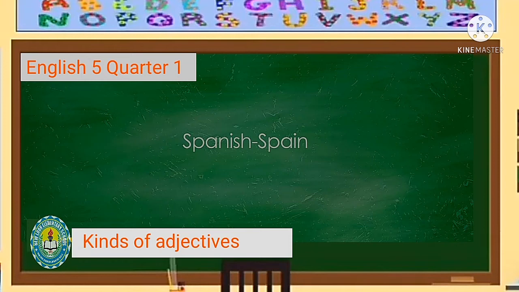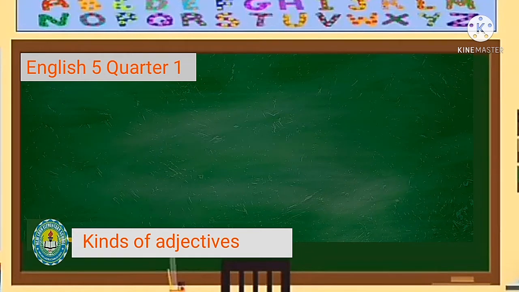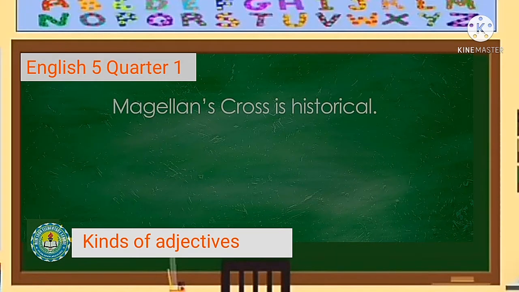Let us have the second sentence. Magellan's cross is historical. What kind of cross is the Magellan's cross? Correct. It is historical.